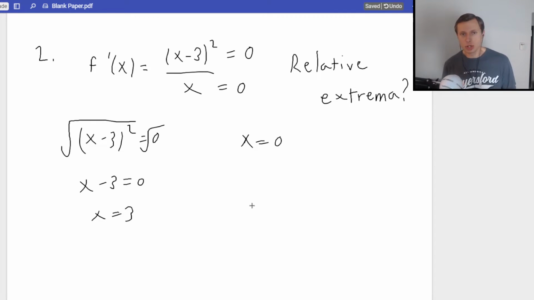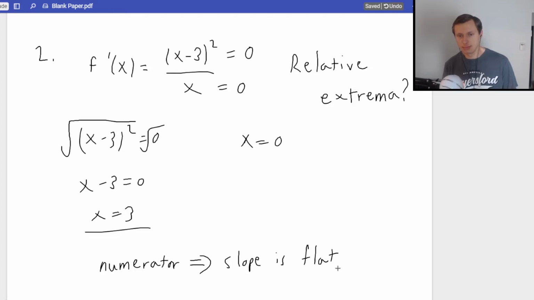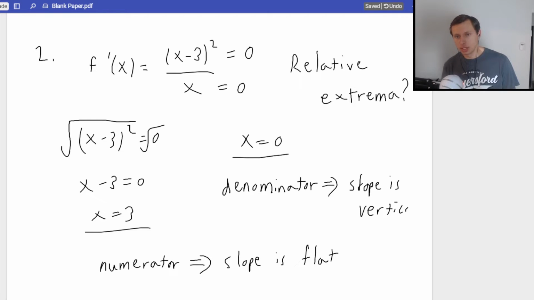Okay, now let's talk about these critical points because they do mean different things. Since x equals 3 was in the numerator, it means that the slope is flat at x equals 3. Since x equals 0 is in the denominator, it means that the slope is not flat, it's the opposite. The slope is vertical. It's actually going to end up being a vertical asymptote in this case, which happens a lot.